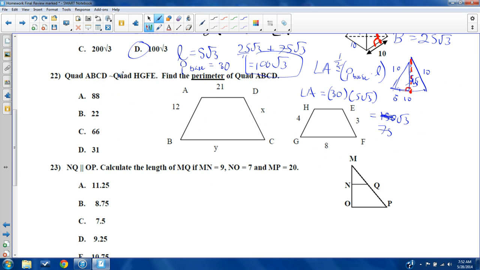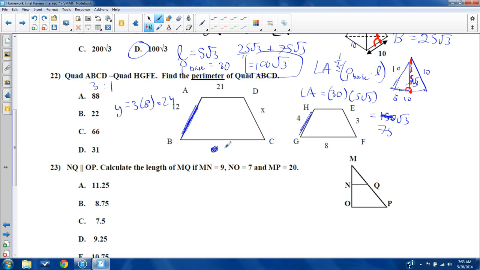Okay, quadrilateral ABCD is similar to quadrilateral HGFE. That means there's a similarity ratio, and you can see it right here by comparing 4 and 12, because these are corresponding parts of similar figures. They are proportional. So this length is 3 times bigger than this length. So our ratio is 3 to 1. So y equals 3 times 8, which is 24.